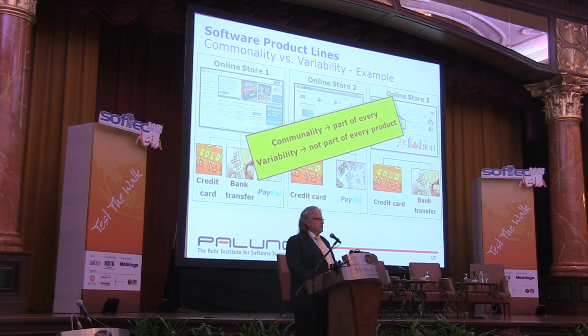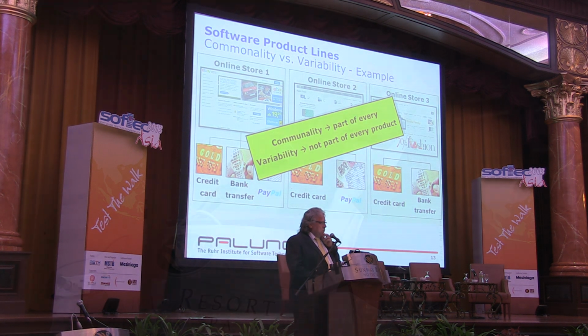So commonality means really this thing is part of every product, and variability means the feature is not part of every product. In our case, credit card is part of every product in this example. You can do different examples, then commonality would be a different thing. And the variability in our example is bank transfer and PayPal. As you can also already see here in this example, it's not so easy, if you look at a product, and we will see in a minute, also if you look at development models, to identify what is variability and what is commonality, and this is why we need to do something special.